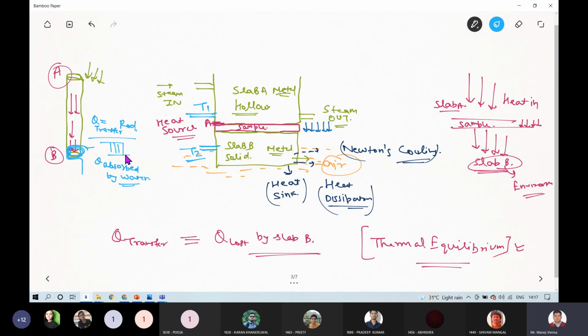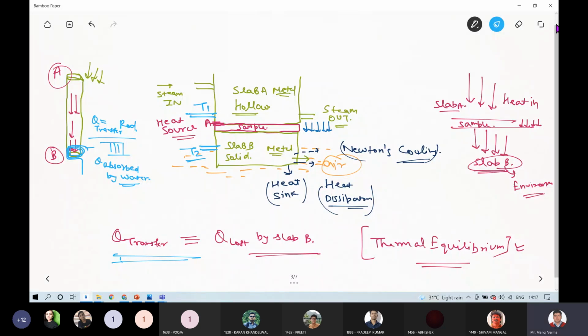Okay, in that case also, the amount of heat transferred through this rod by means of conduction was equal to the amount of heat energy absorbed by the water. Similarly, in this case also, what I am saying is the amount of heat energy transferring through this sample is equal to the amount of heat energy lost to the surrounding by slab B at the point of thermal equilibrium.